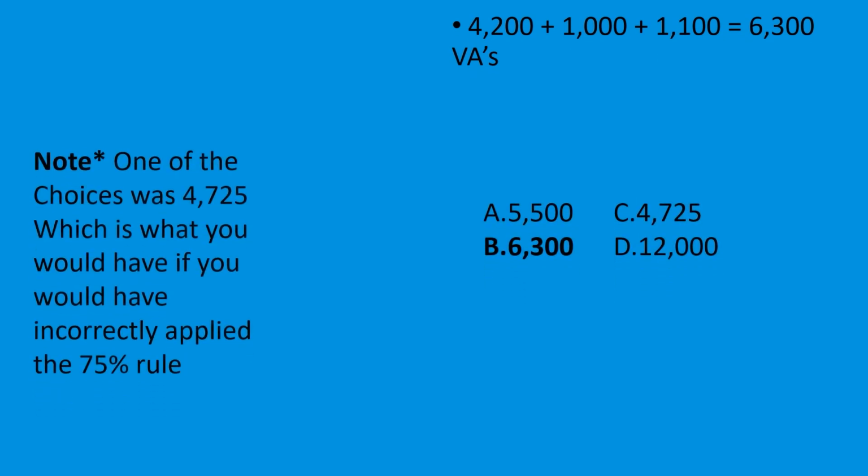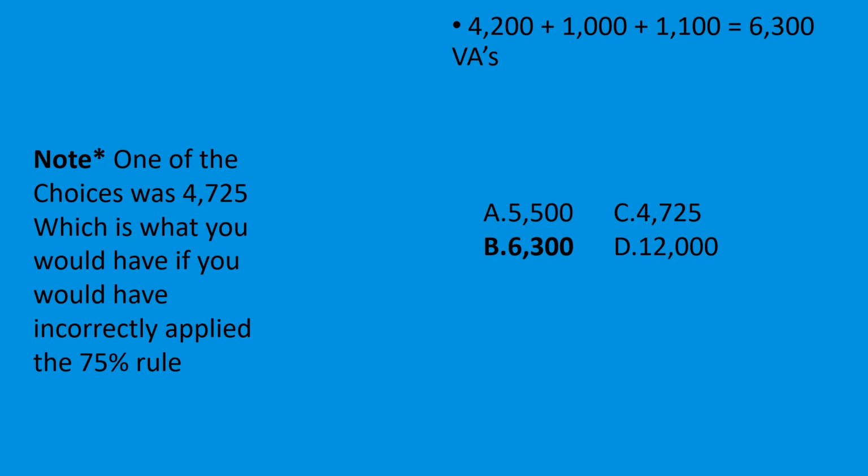Now I do want to note that one of your choices, if you look up here at choice C, was actually as if you had applied the 75% rule. And the test makers love to do things like this. They love to add in one of the answers as if you did a step that you didn't need to do, or if you forgot one of the steps before you got to the end. Remember, their business is selling you tests.